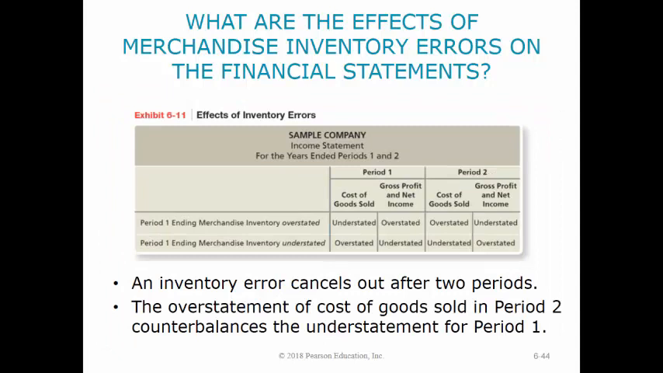Ending merchandise inventory is subtracted to compute cost of goods sold in one period, and the same amount is added as beginning merchandise inventory in the next period. Therefore, an inventory error cancels out after two periods. The overstatement of cost of goods sold in period 2 counterbalances the understatement for period 1. Thus, total gross profit for the two periods combined is correct. The effects of inventory errors are summarized in Exhibit 6.11.